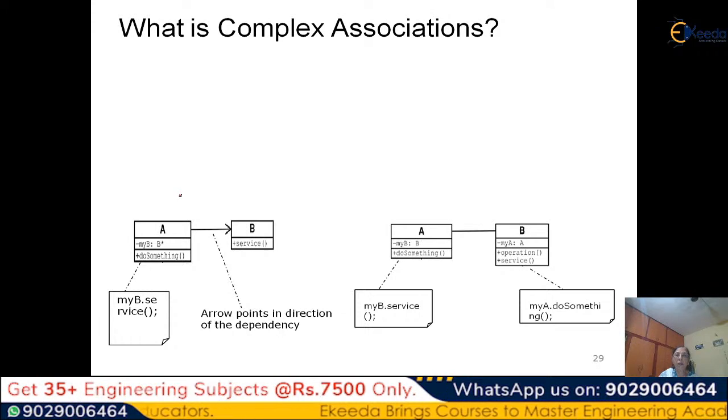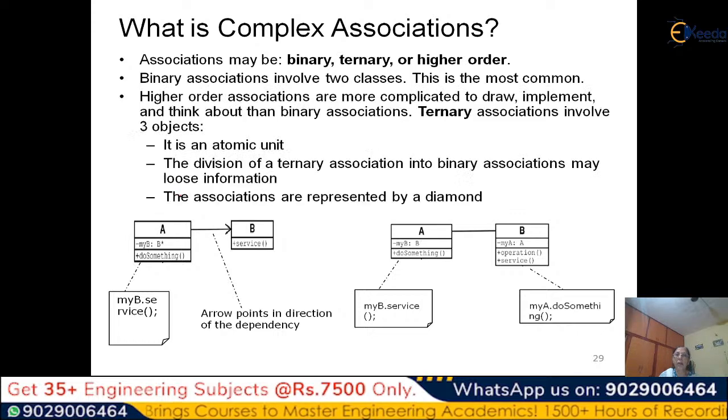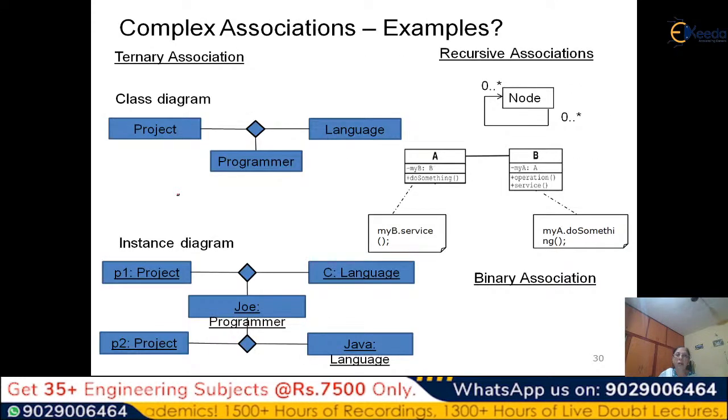This is an example of complex association. We said complex associations, that means not everything is binary, but we will have ternary or higher. Ternary means there are multiple classes which are associated together. So these are some of the examples. You can give examples of complex associations, such as a project, language, and programmer.